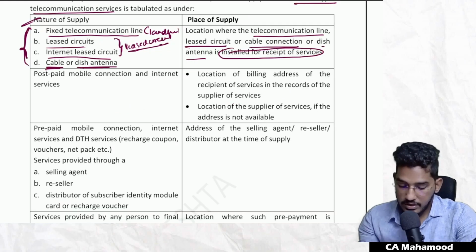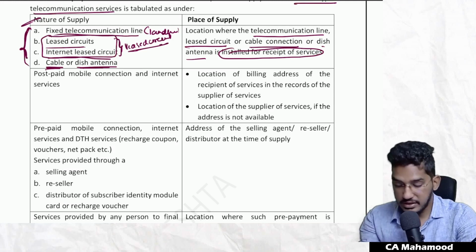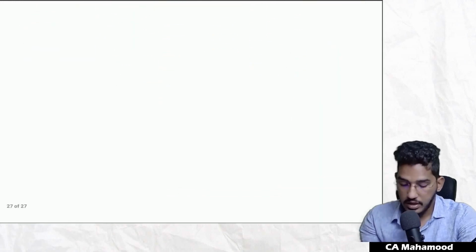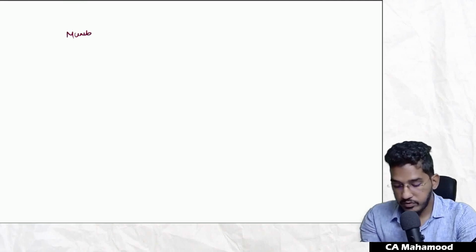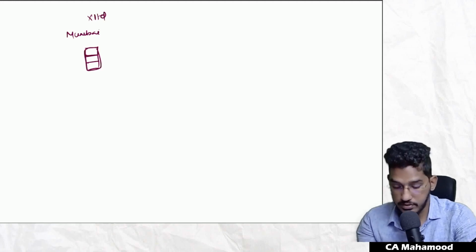So now let us try to understand what is this leased circuit. Take for example, I'm having my head office in Mumbai. In Mumbai, there is one main server to run my company. There is a company X Limited, and this company X Limited has its main server located at the head office.